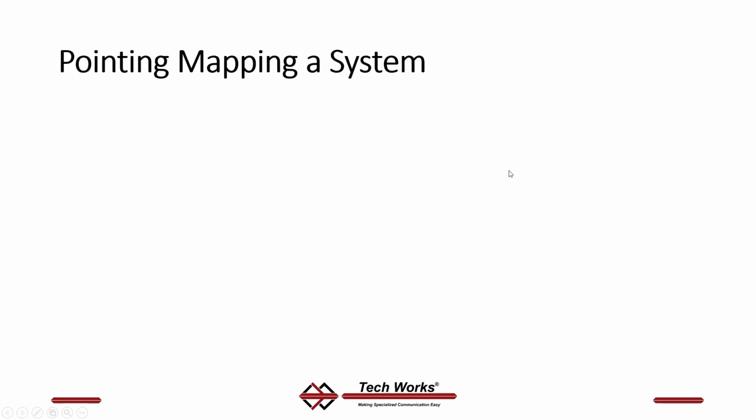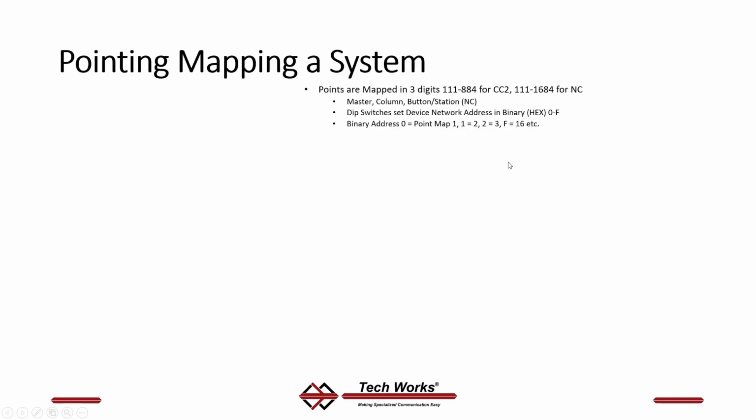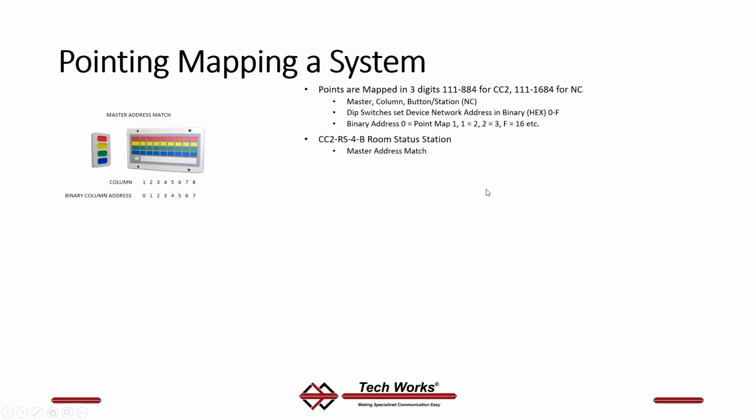Point mapping. Let's talk in detail about what a point map is. So remember, you pushed all the buttons on the system and it logged all those in your system. Well, the way it logged them is by a 3-digit address for every point in the system. So let's talk about this relative to a clinical system, the 4-color system. Your buttons are labeled with a master, column, and button number. So 111 through 884 is your CC addressing.